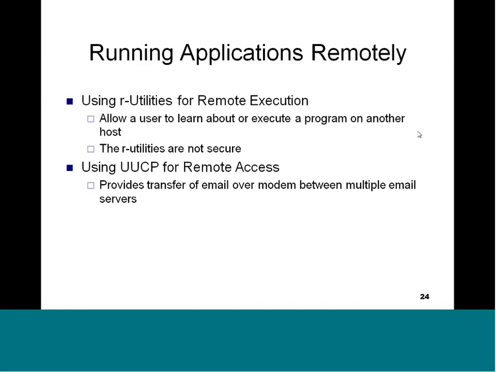So for remote execution, there are R utilities that are available. What are R utilities? We will see in the next slide. But essentially, things like copying or going to a directory, these R utilities are much more helpful to connect to a remote machine and then perform these operations. And then UUCP is essentially transferring email between two mail servers.